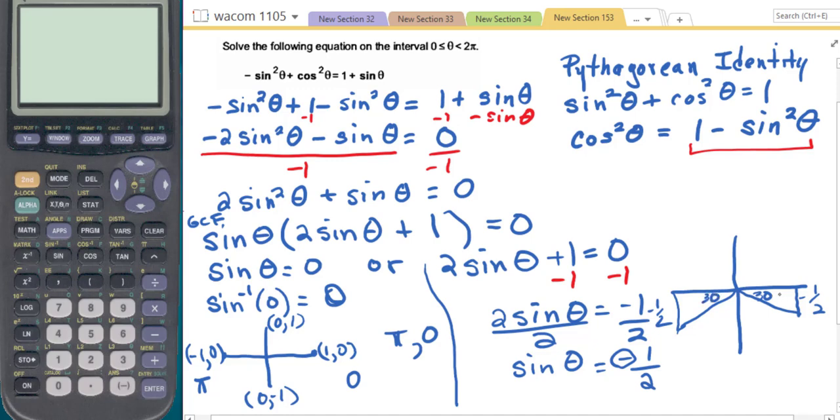Which is going to be pi over 6. This will be our reference angle, 30 degrees, or pi over 6. I don't have enough room in there to write it. And we have to give the final theta.